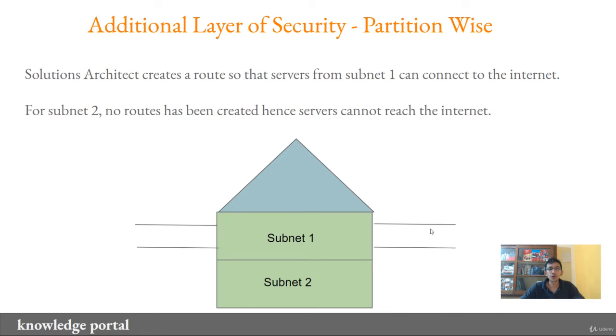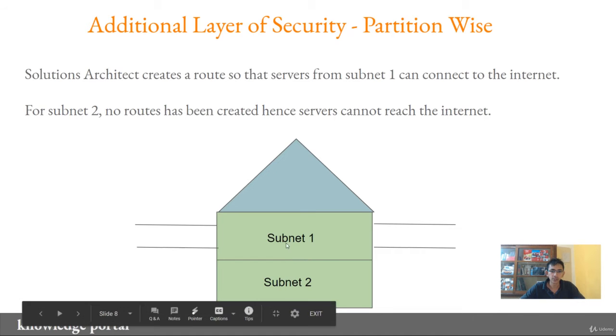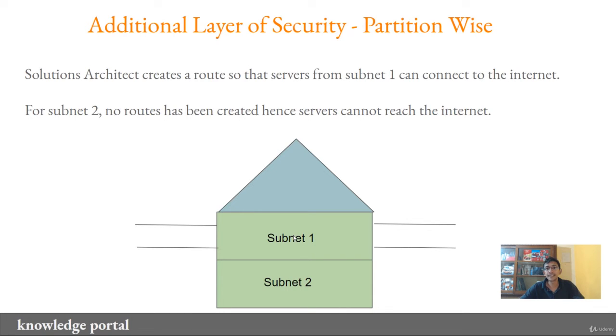Now in terms of AWS, a solutions architect can decide to create a route so that the servers which are present within subnet 1 can connect to the internet or some other network. So let's say that you have servers which are present within a specific subnet.